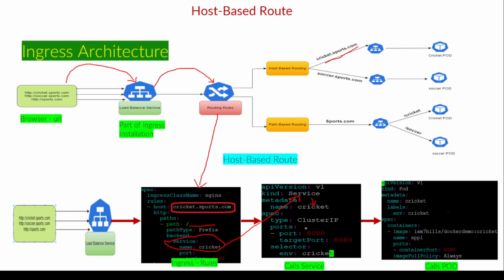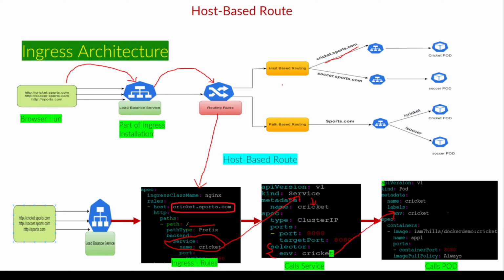So again, as we know as part of the Kubernetes basics, your services will call your pod. So in this case, you need to define what pod to call. That will be in your selector section, where I mentioned that env is cricket. This is nothing but your label. This label should match with your pod label. So once it matches, it will call your pod.